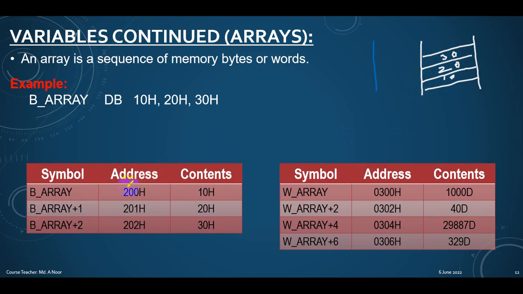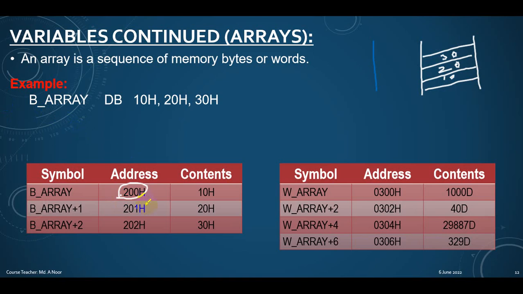This address that you see is not fixed. It varies from computer to computer. Depending on the assembler, it gives the address. You don't need to worry about it. That's the beauty of assembly language. You just define the name. At what address it will allocate the data in memory, your assembler will take care of it. You don't need to worry about it.